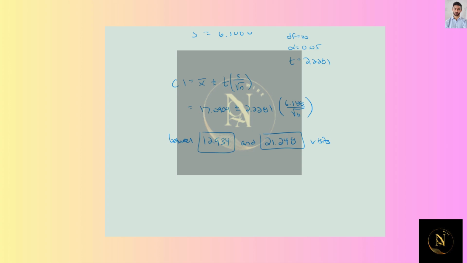And then the interpretation would be about 95% of these confidence intervals will contain the true population mean number of visits per patient, and about 5% will not.